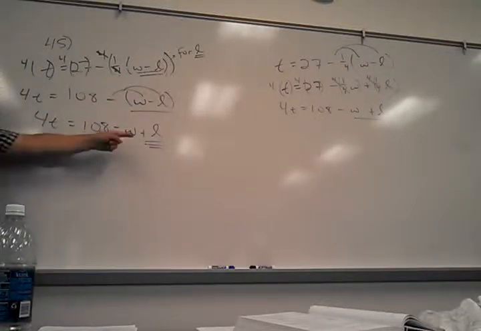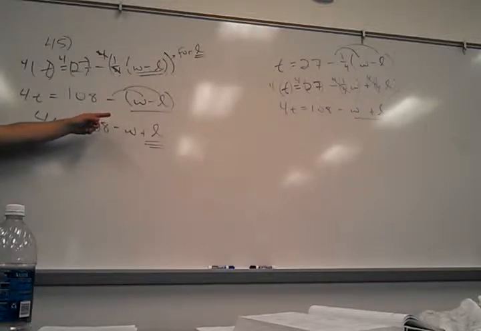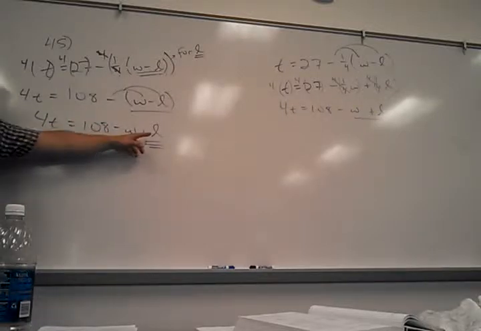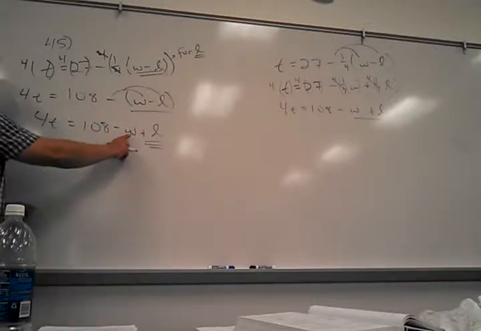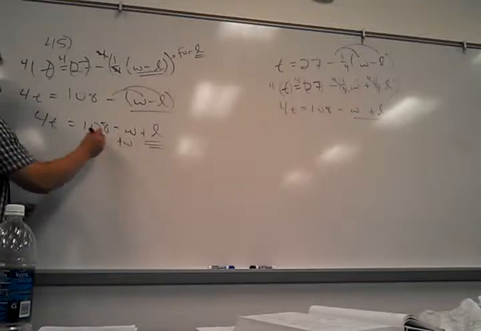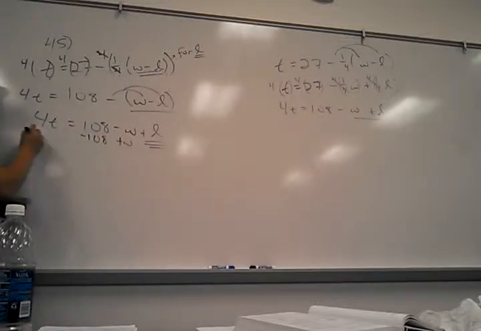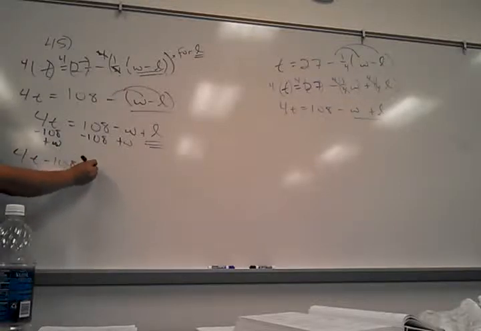So what do I need to get rid of to get L by itself? The L is with these things here, right? So I want to add W in and subtract 108. There you go. So it'll be minus 108 plus W. So it'll be 4t minus 108 plus W equals L.